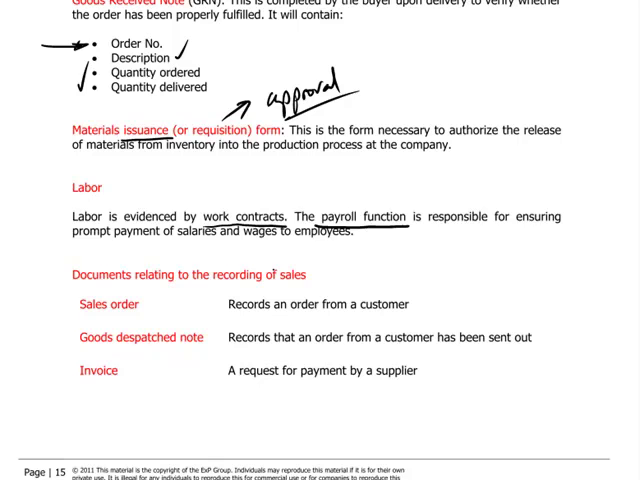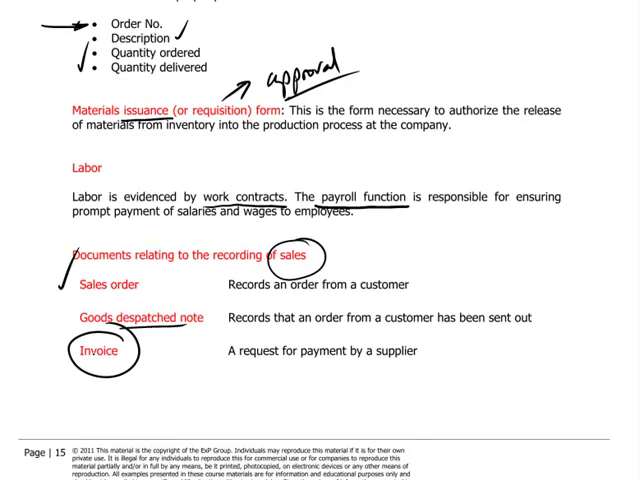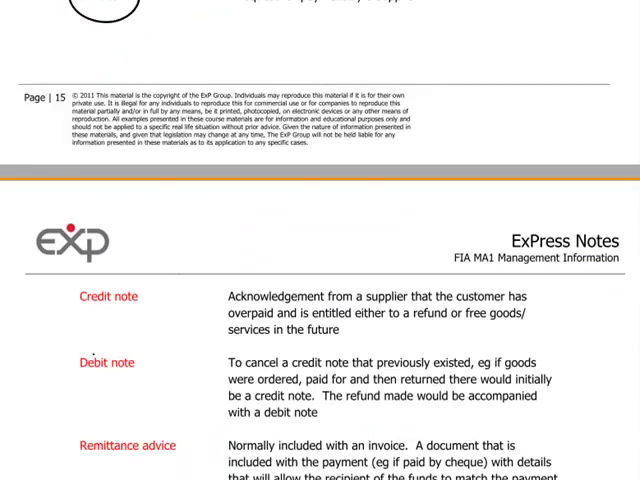When a sale takes place from the company, then of course the sale itself has to be recorded. This normally will take the form of a sales order. That's the order coming from the customer. Then there's a goods dispatched note. This is showing the fact that the goods have been sent to the customer, and the request for payment will be in the form of an invoice. This is commonly understood.